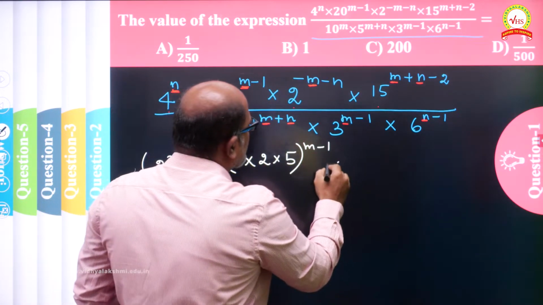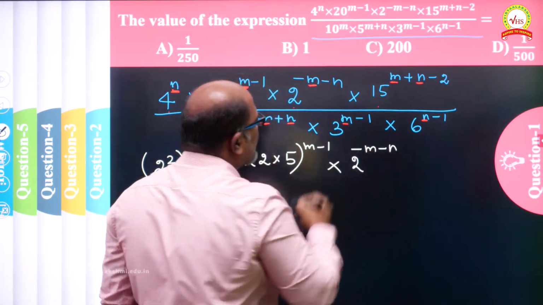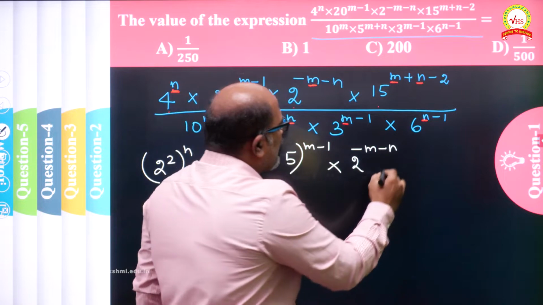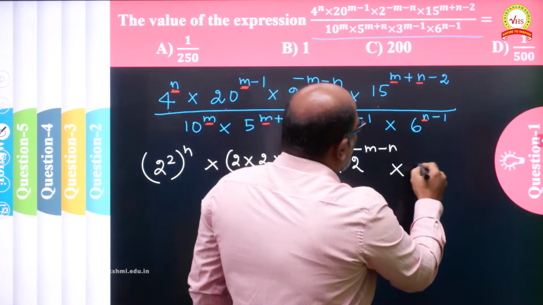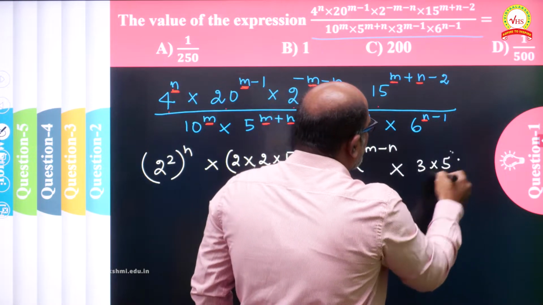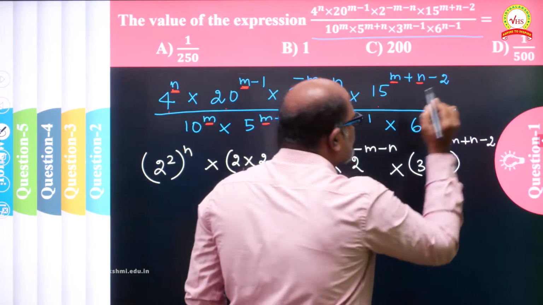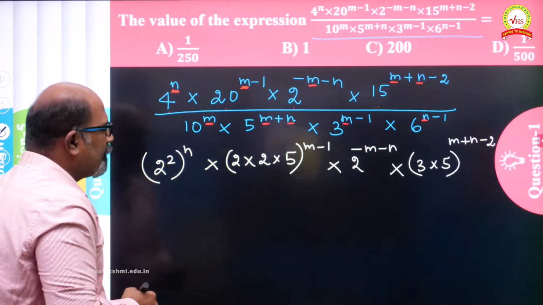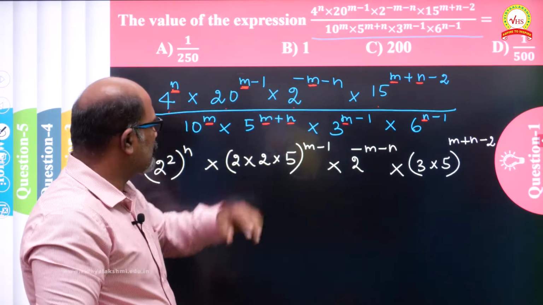Then this 2 power minus m minus n, I can't do anything with that. And at last we have this 15, which we can express as 3 multiplied by 5, the whole power m plus n minus 2. Yes, the numerator part is over. I have factorized all the bases.